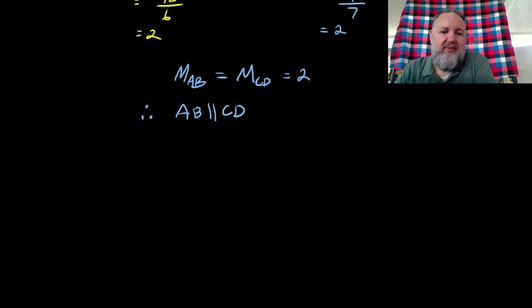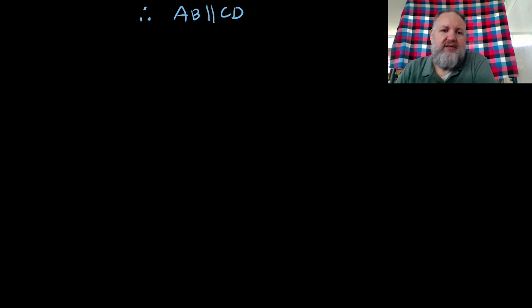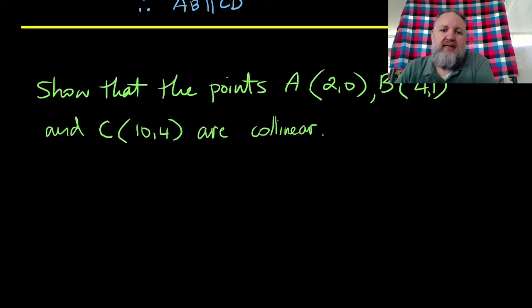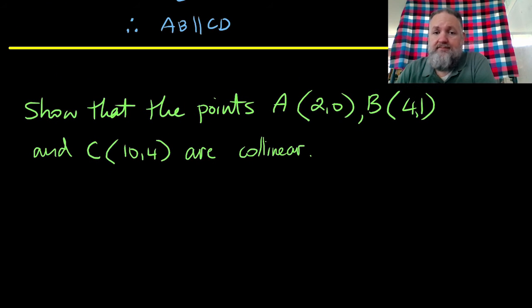We'll give one more example of another question that you might see. Okay, this one. We've got our question. Show that the points A, B and C are collinear. That's this word. What does collinear mean? Collinear means that they are all on the same line. Okay, so how would we prove that?